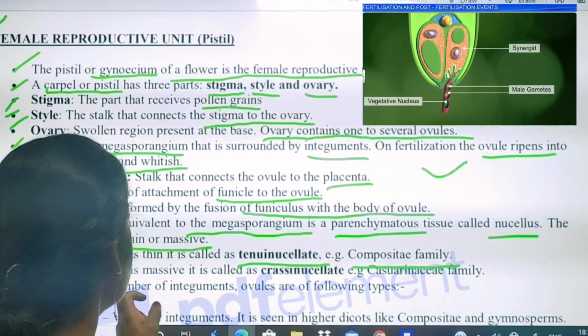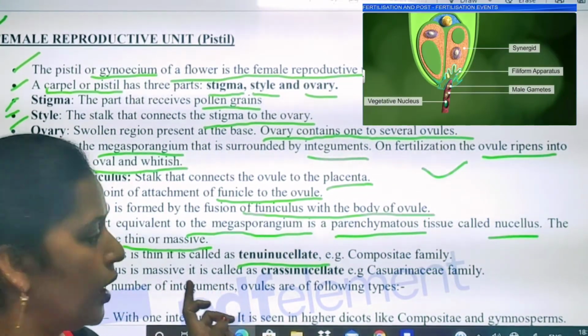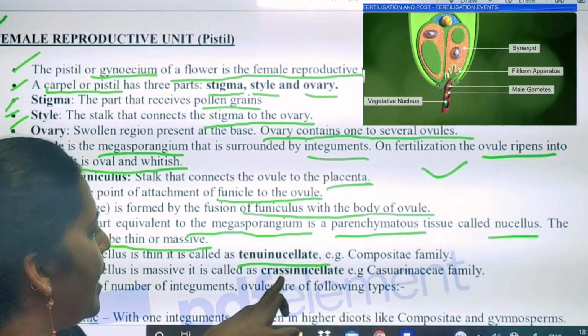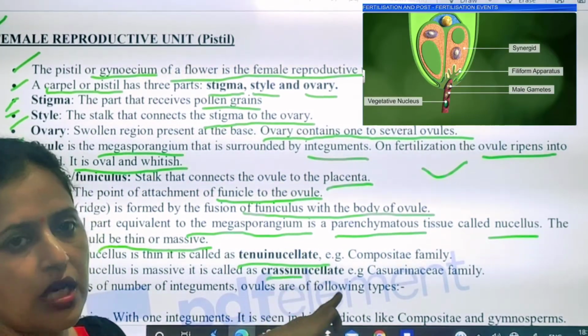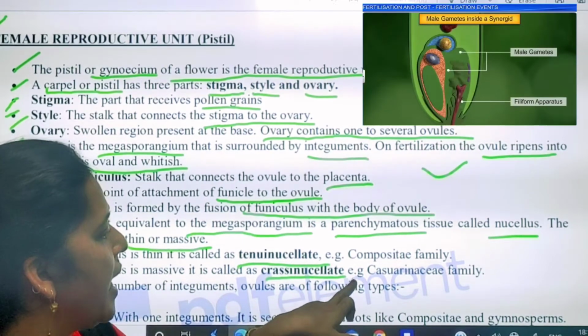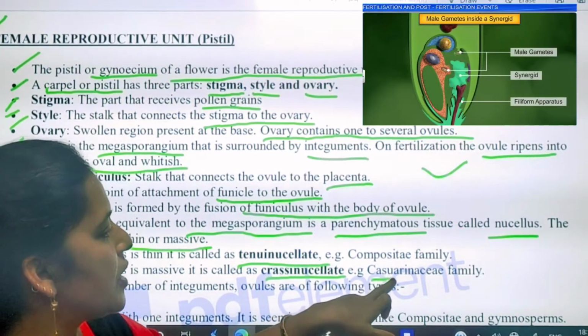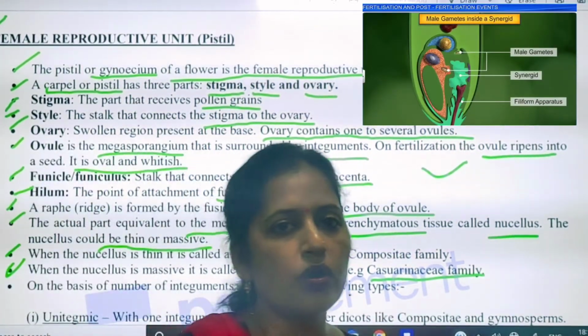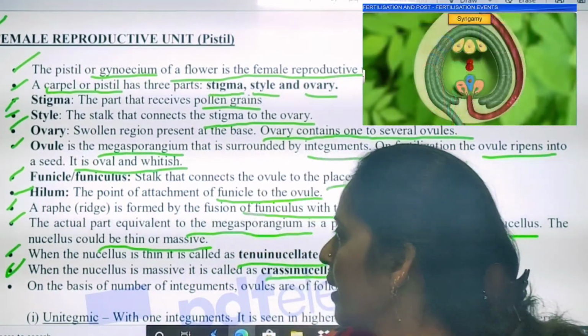When the nucellus is massive, जब हमारा nucellus होगा that is massive, it is called as the crassinucellate. उस टाइम उसको हम क्या कहेंगे? Crassinucellate. And example is the Casuarinaceae family. That means it belongs to the Casuarinaceae family.